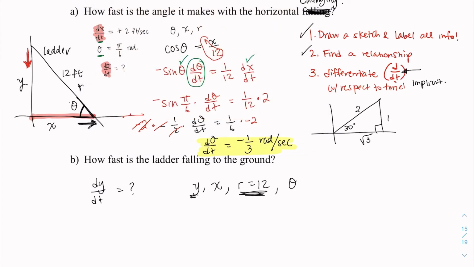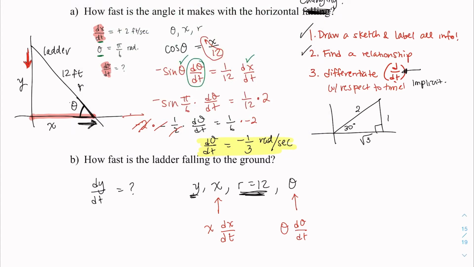So I'm going to make my decision based on what information I have. Notice that for x, if I were to create a relationship that included x, then when I take the derivative, I'll have to plug in for x and dx/dt. And if I use theta in my relationship, then when I take the derivative, I'll have to put check marks above theta and d theta/dt. So let's see which one is going to be easier for us.